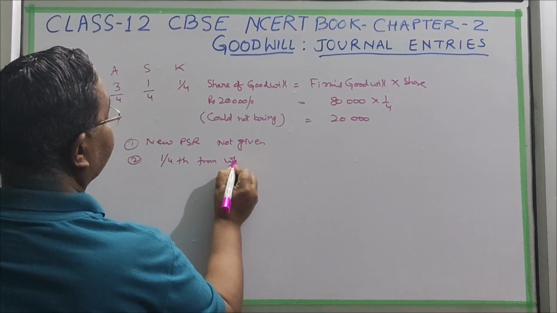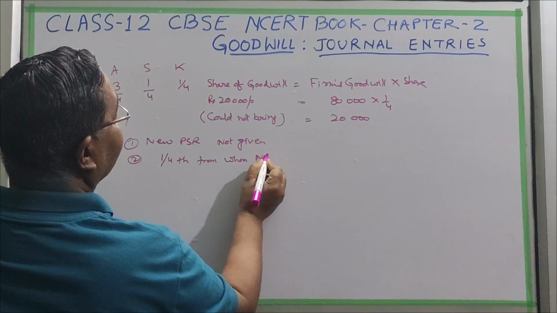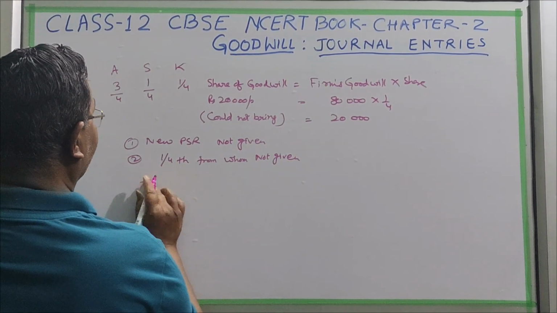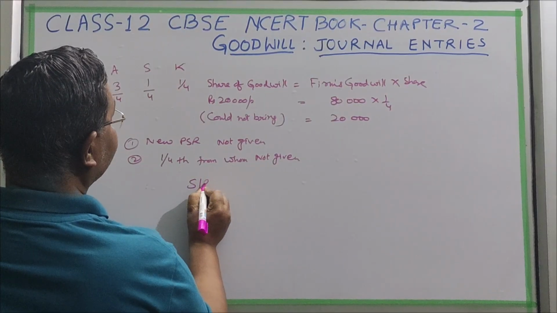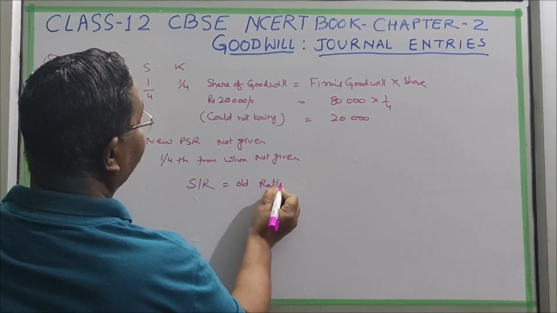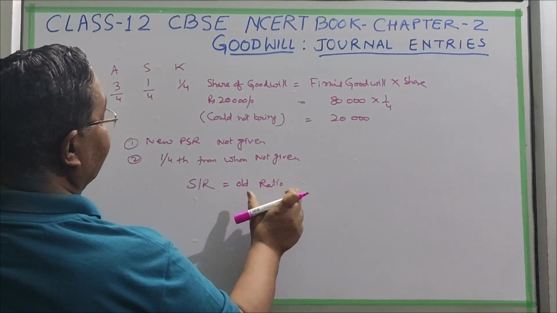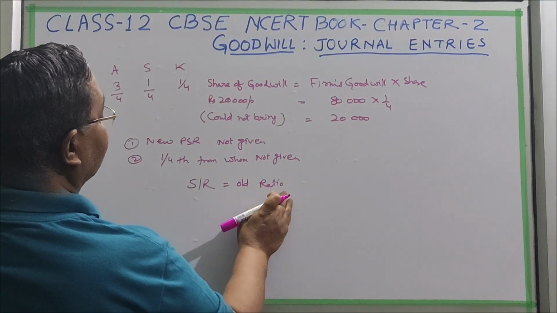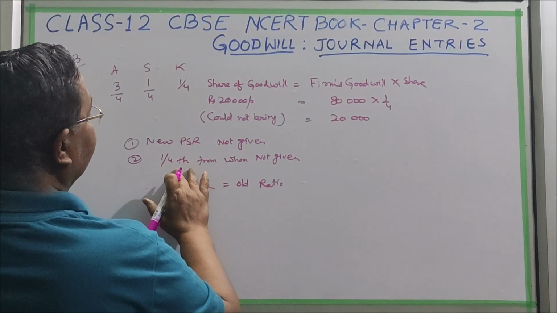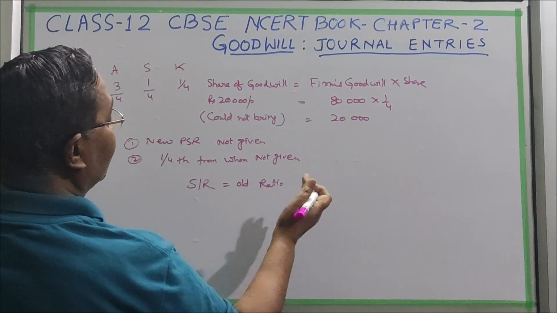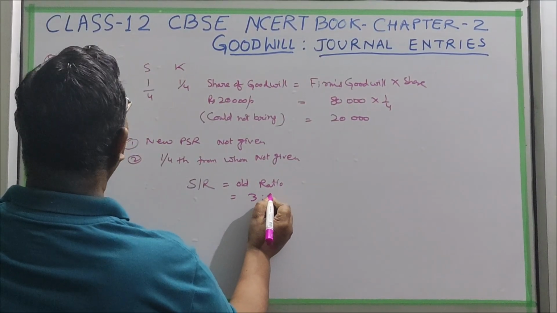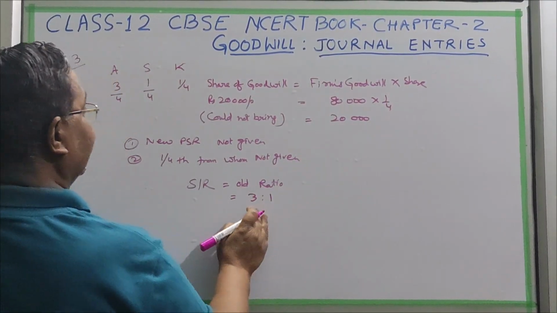So in such a situation, the sacrifice ratio will be equal to the old ratio. Okay, you have to write this line in your answer. The sacrifice ratio will be equal to the old ratio, as the new PSR is not given and the new partner is getting his share from whom is also not given. So the sacrifice ratio will be 3:1. Goodwill will be divided in 3:1.